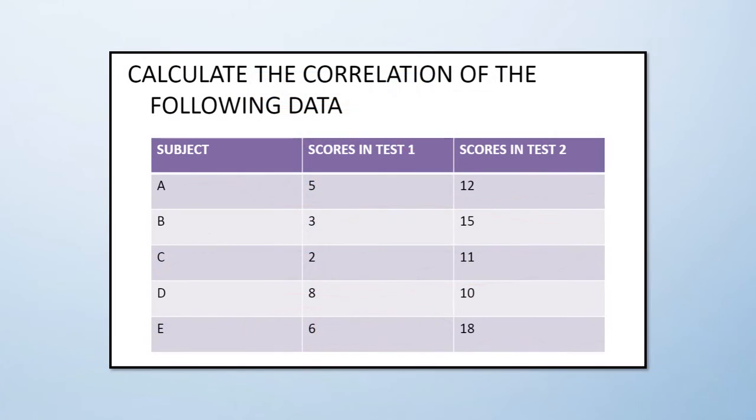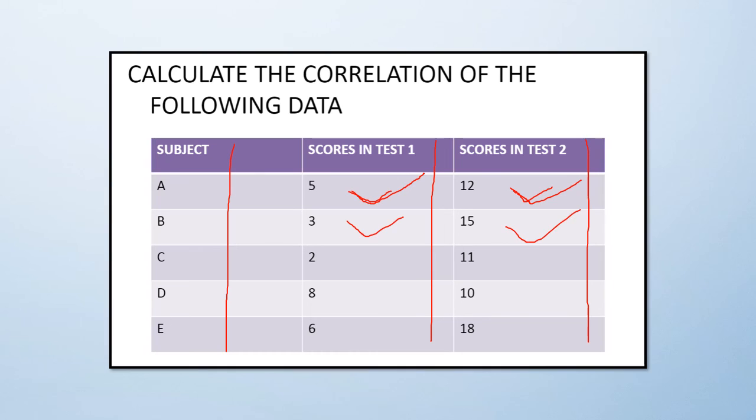Now, the second example: calculate the correlation of the following data. We have given the subjects A, B, C, D and the score in test 1 and score in test 2. So A has 5, then score in test 2 is 12. Subject A is a subject, B is a subject, and for test 1 some students get marks here. Some students' score data we have given for test 1 and test 2.